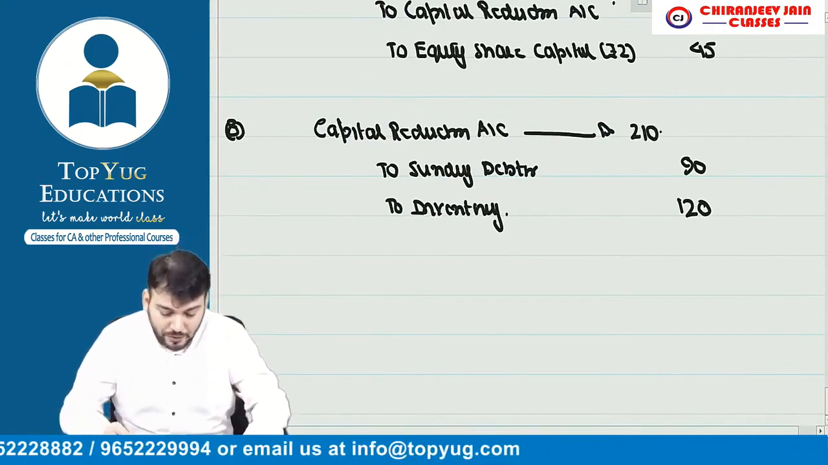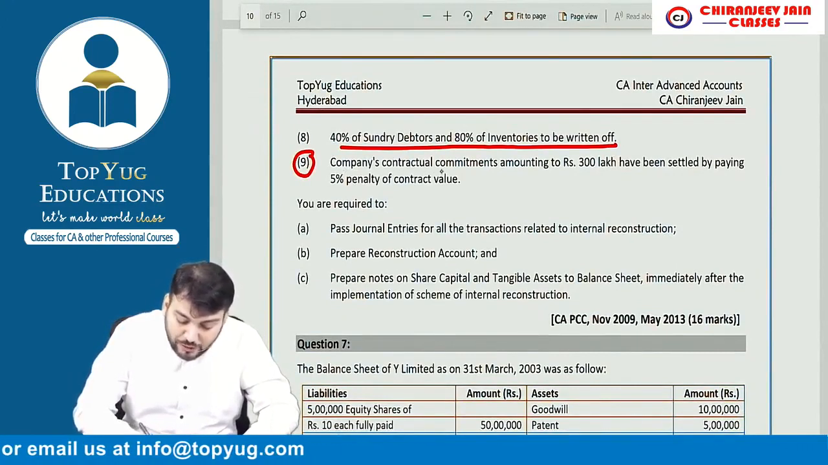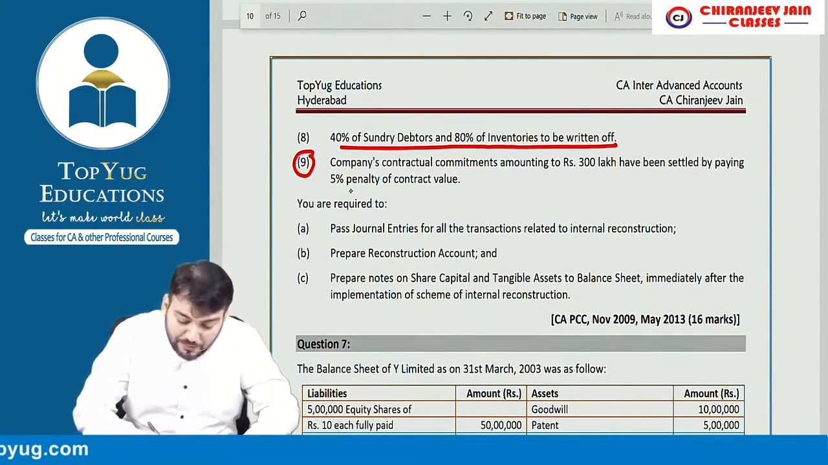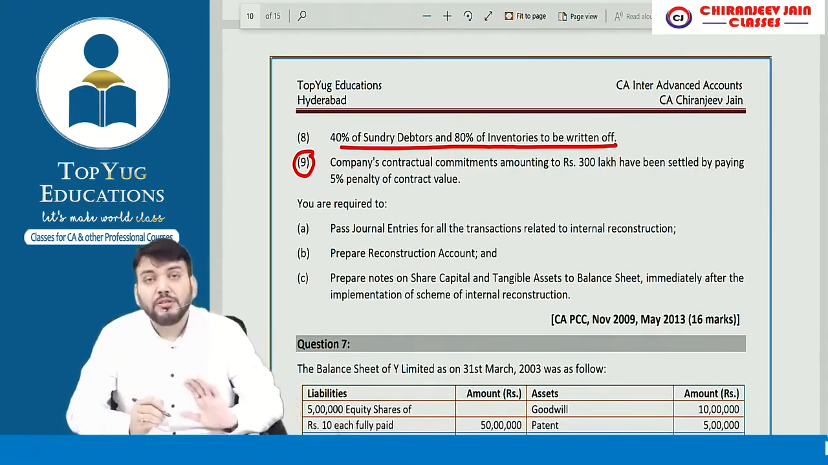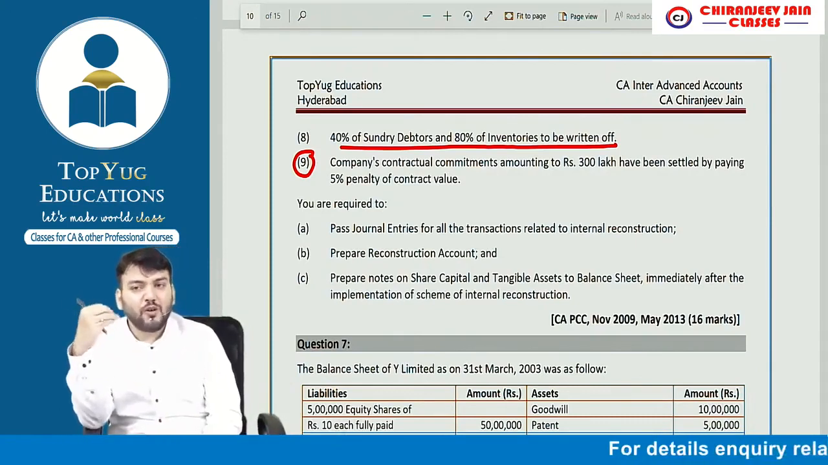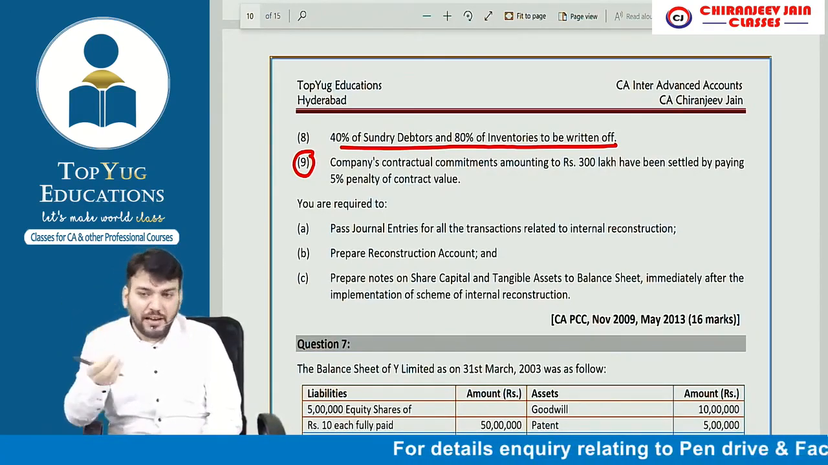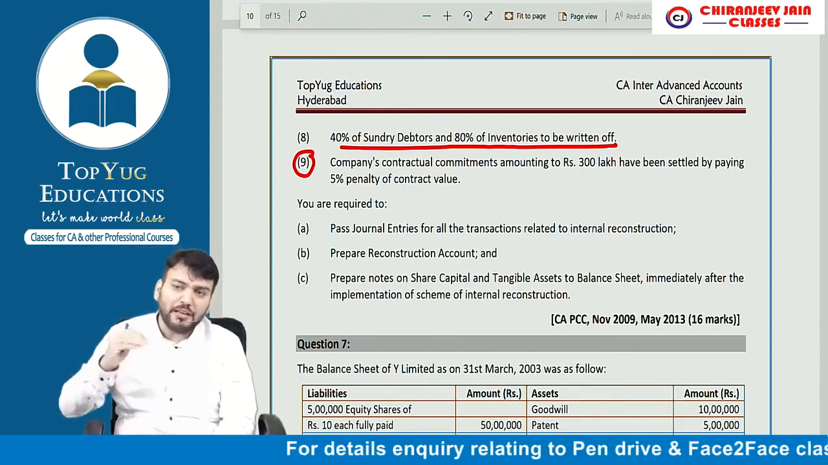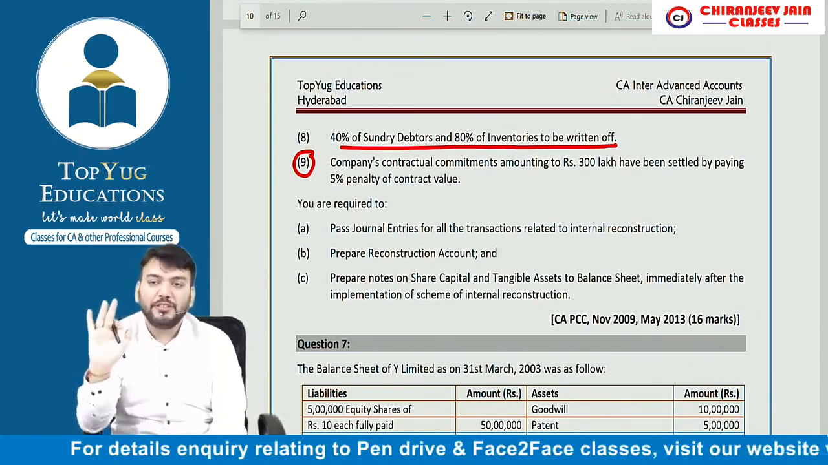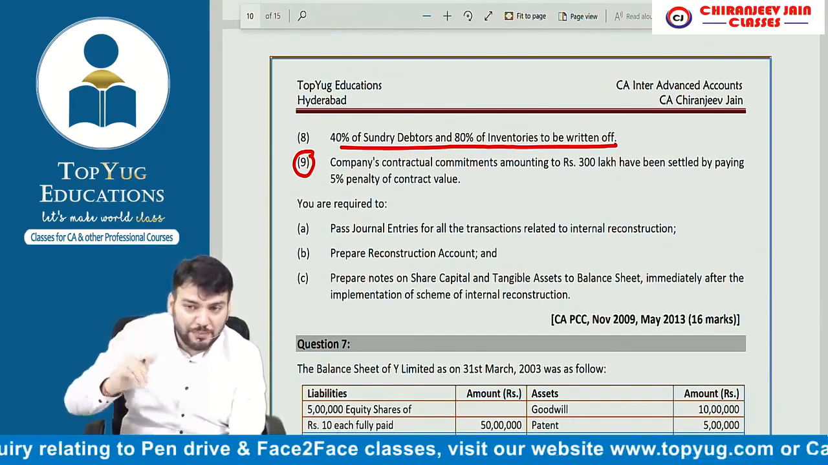Then last point number 9, company's contractual commitment amounting to rupees 300 lakh have been settled by paying 5% penalty of contract value. Now what happened? There is some contractual commitment. Suppose I have made a contract with you that I will teach you CA final once you pass CA inter. Right now I am teaching you CA inter, but we have made a contract that I will teach you CA final once you pass. Means that contract will be executed only once you pass.